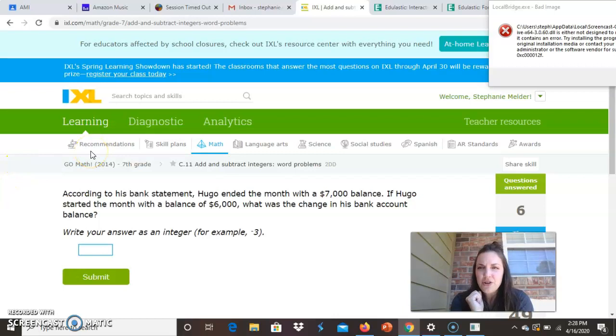This is the one I want to get to, and we're going to stop here, guys. According to his bank statement, Hugo ended the month with a $7,000 balance. If Hugo started the month with a balance of $6,000, what was the change? Guys, here's what we have to know. Anytime we see that word change, that means what is the difference? In other words, we're going to have to subtract our two terms. So be careful of this when you're working on this IXL.